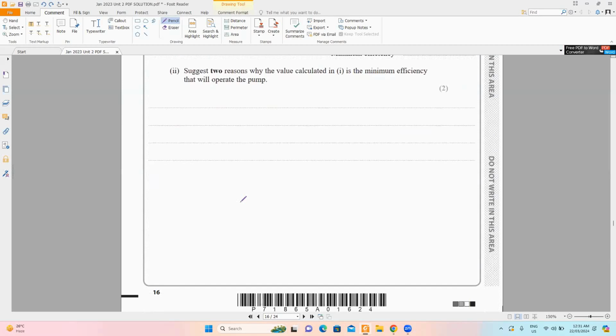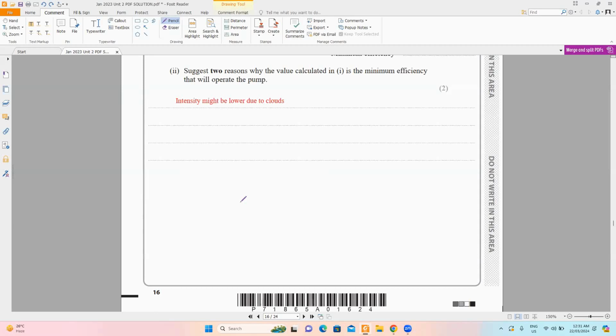Next question says, suggest two reasons why the value calculated in one is the minimum efficiency that will operate the pump. Why is this the minimum efficiency? When it comes to solar cells, the light radiation that falls on it must be incident perpendicularly. If the light radiation is not perpendicular, you'll never get the maximum power output. So this could be one of the reasons.